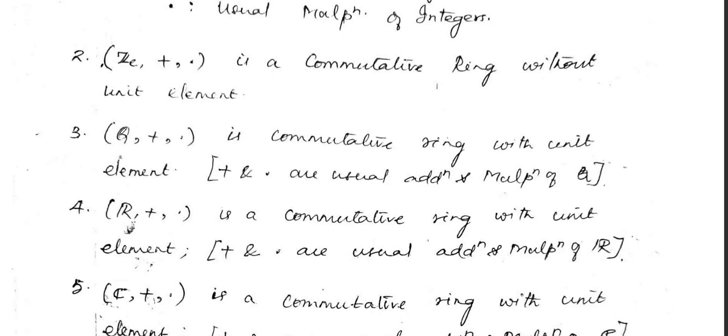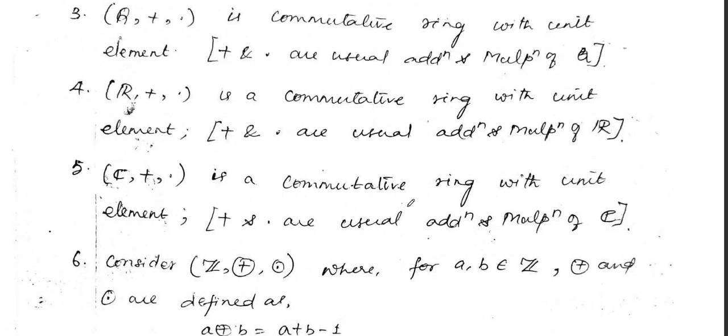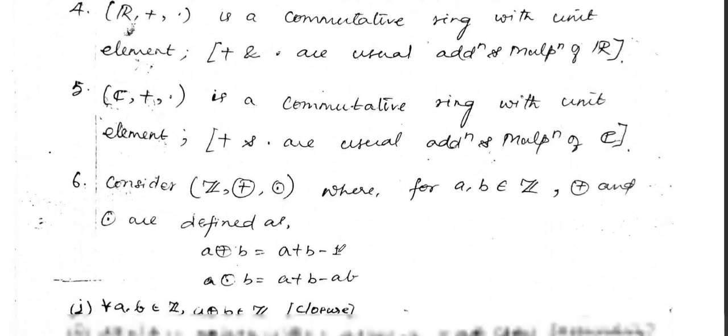And the collection of all rational numbers under usual addition and multiplication of rational numbers is again a commutative ring with the unit element. Similarly, the collection of all real numbers under usual addition and multiplication of real numbers also forms a ring. And similarly for complex numbers, the collection of all complex numbers under usual addition and multiplication of complex numbers forms a commutative ring with unit element.